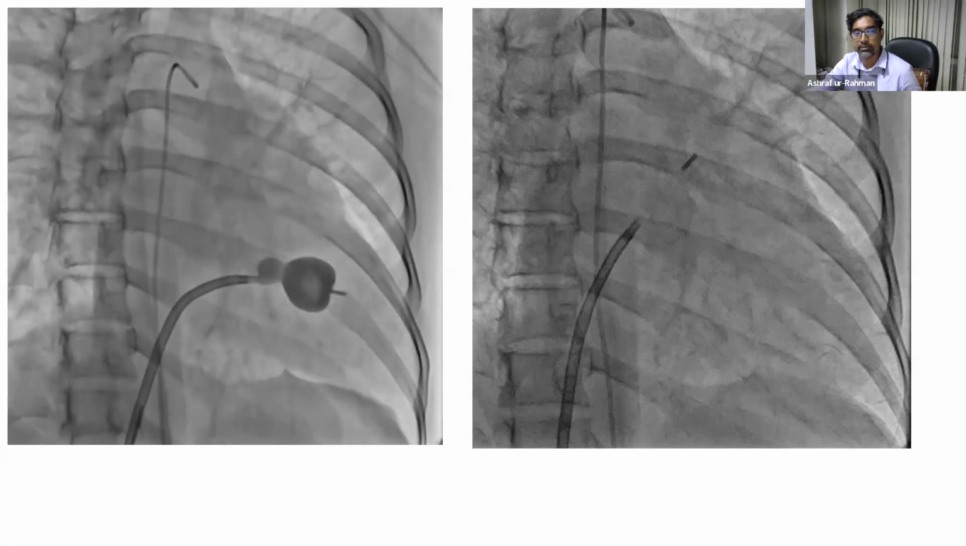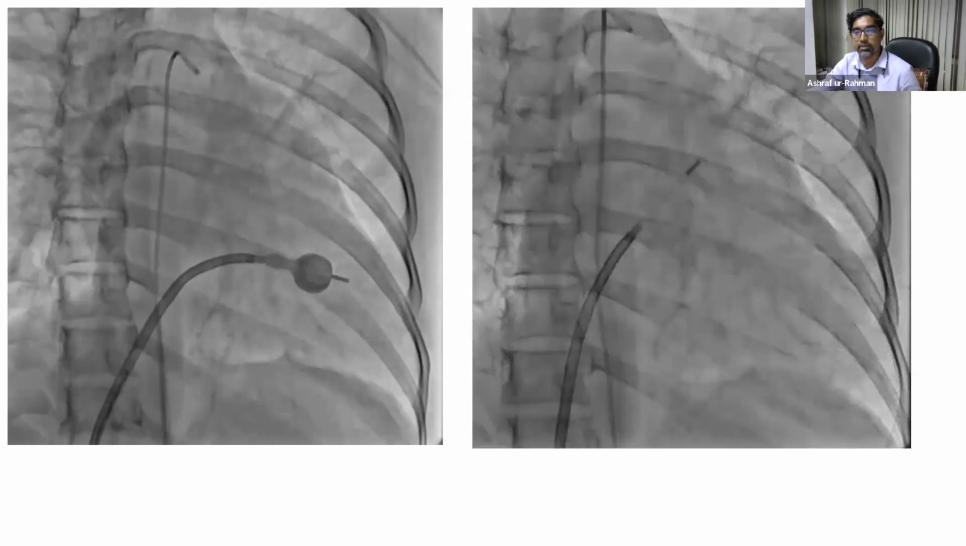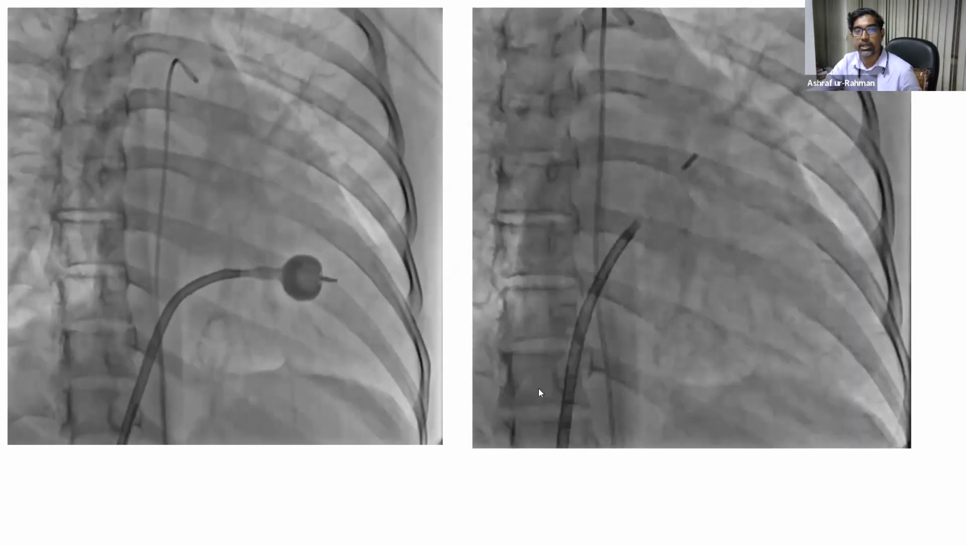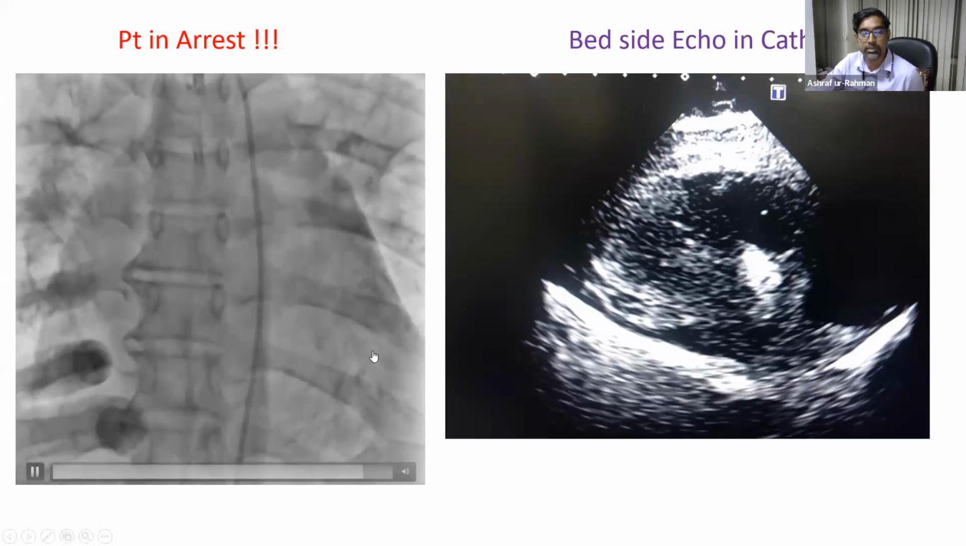The inner balloon is being inflated. But just after the procedure ended, the patient developed hypotension and went into cardiac arrest on the table, and the whole team jumped into CPR.